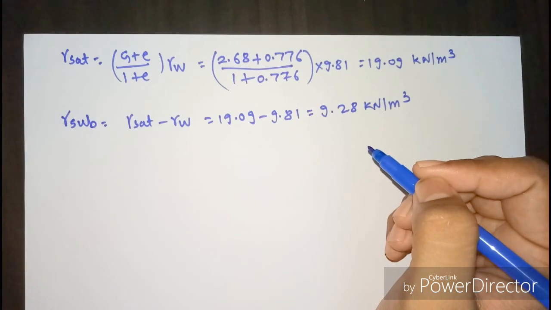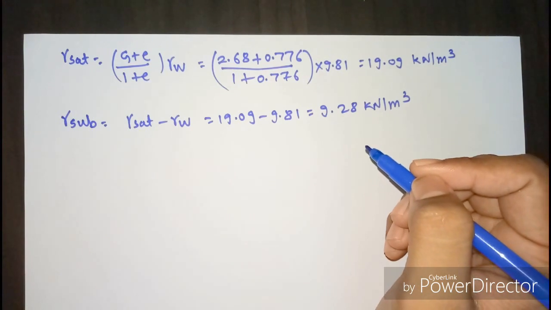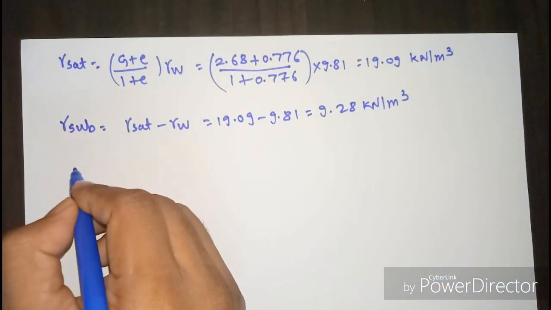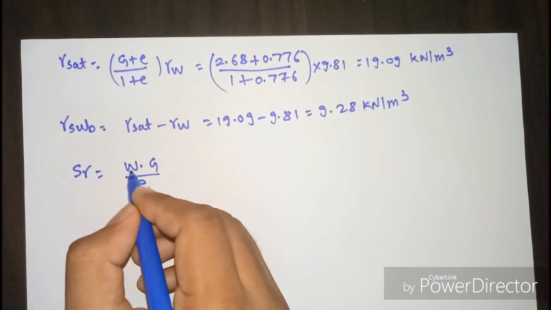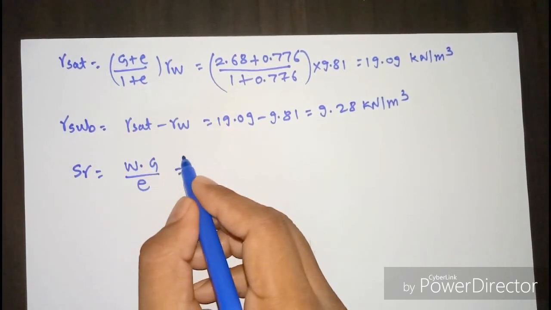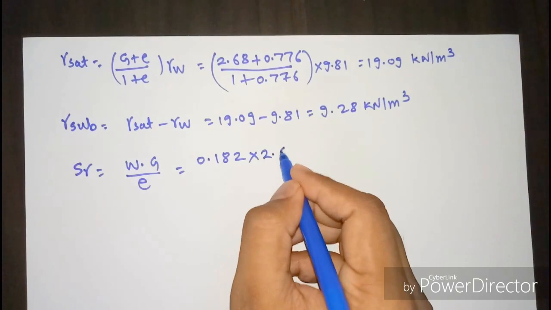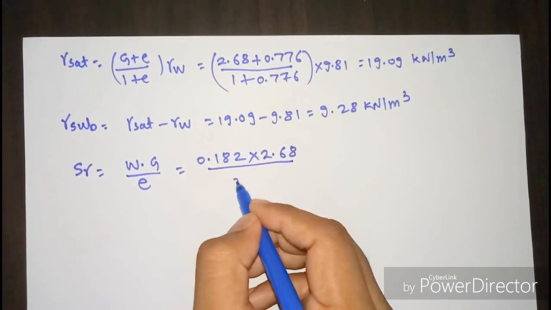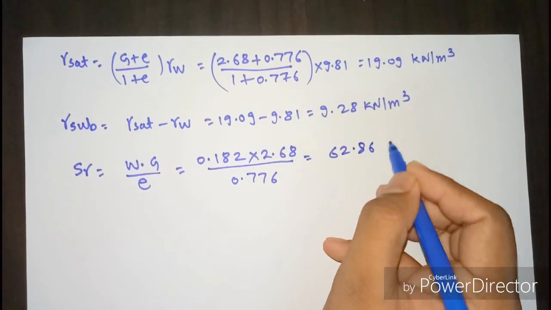Now we have to calculate the degree of saturation. We just calculated submerged unit weight. Now we will calculate degree of saturation. So Sr, degree of saturation, is equal to W G upon E. W is water content, G is specific gravity, and E is void ratio. So the water content is 0.182 multiplied by specific gravity 2.68 divided by void ratio 0.776 is equal to 62.86%.